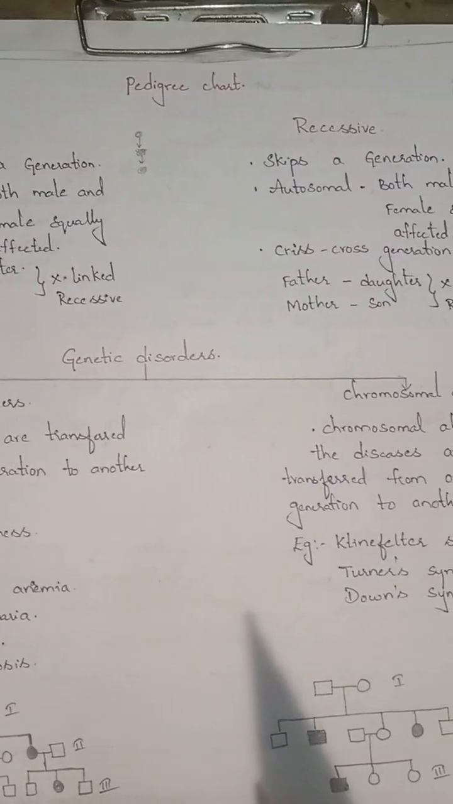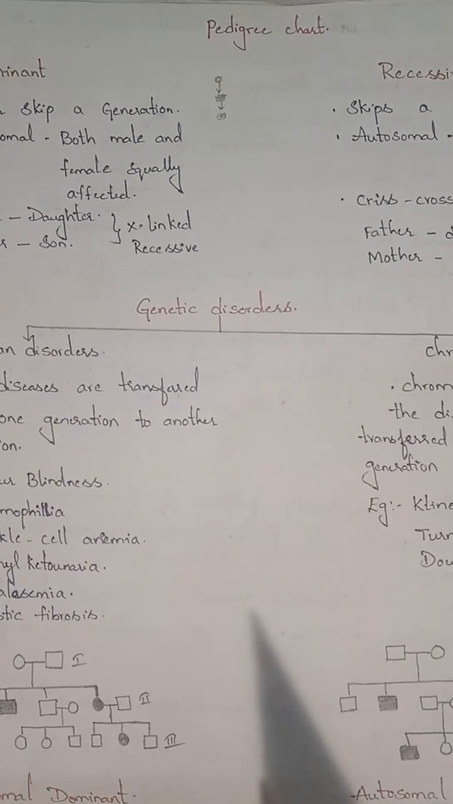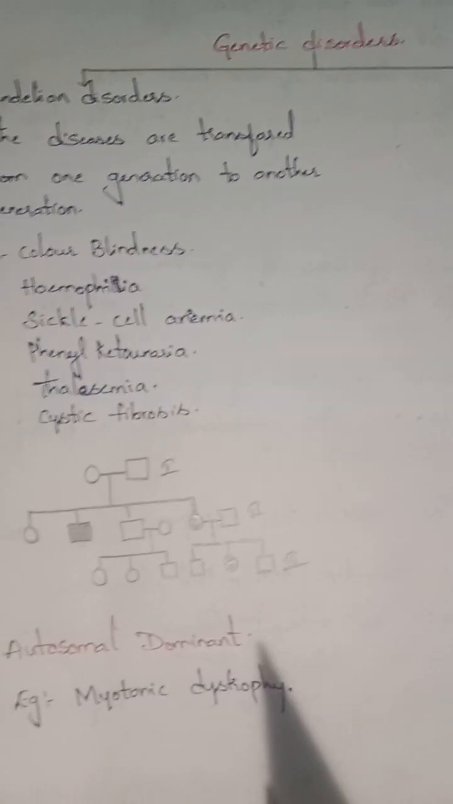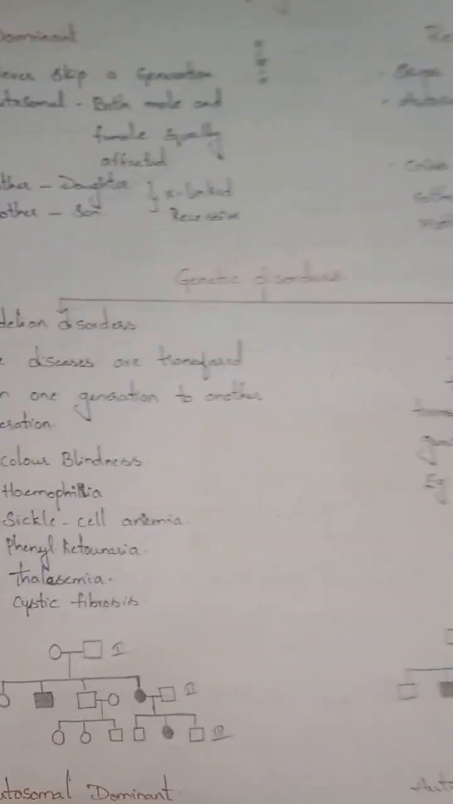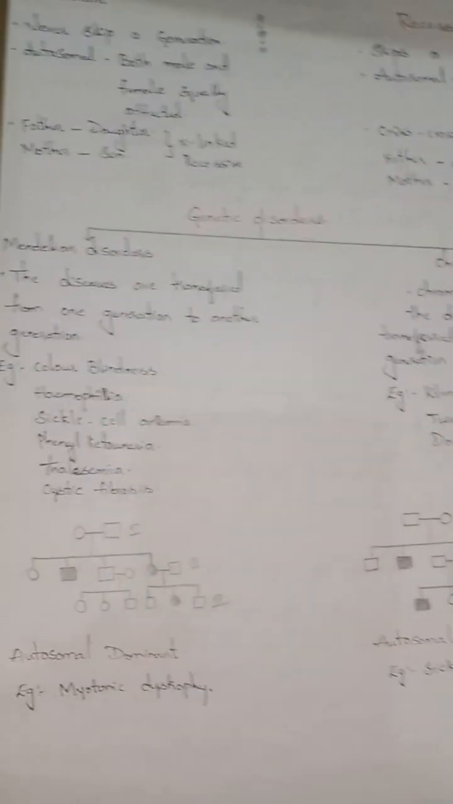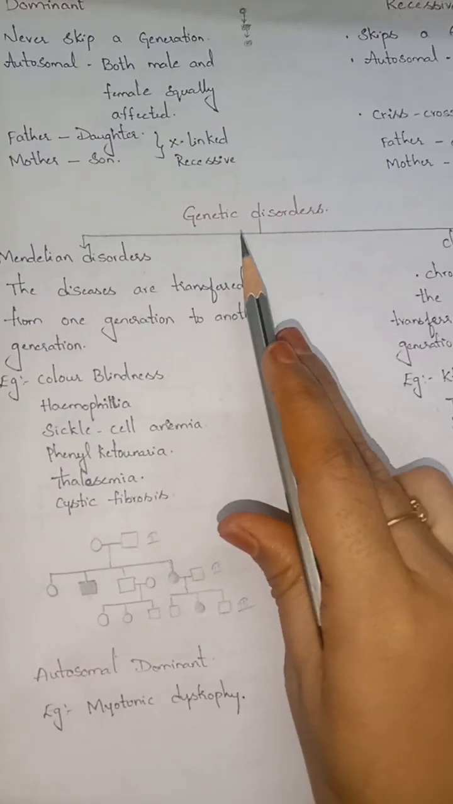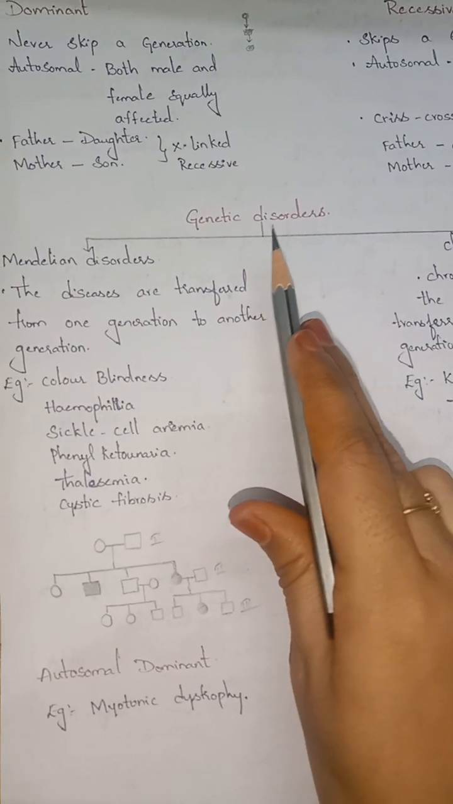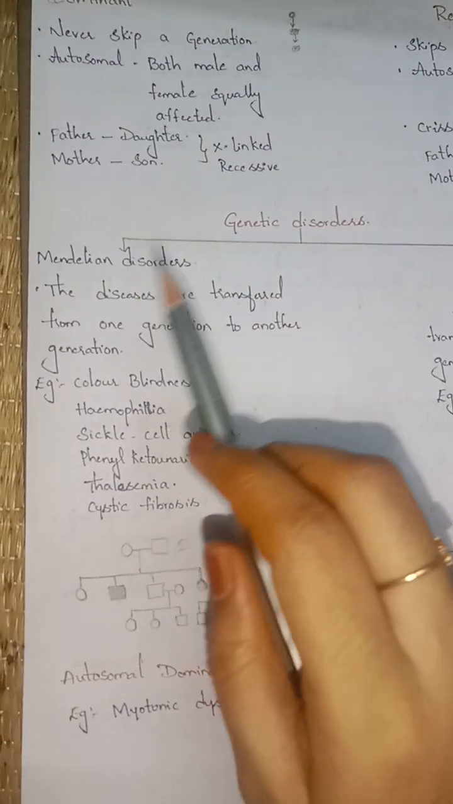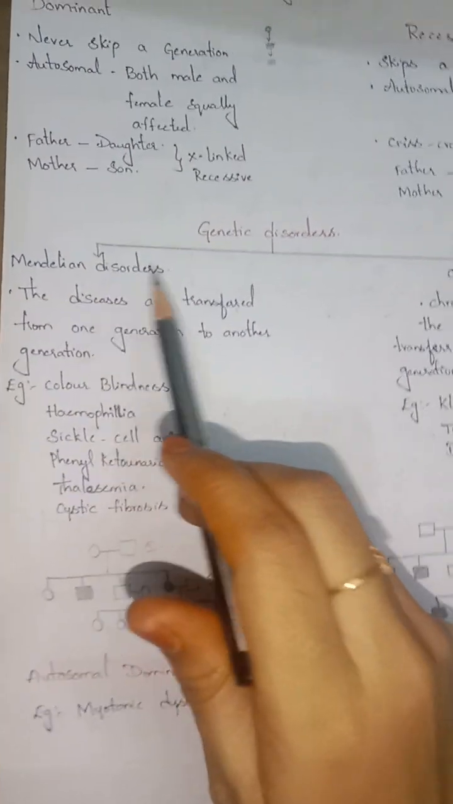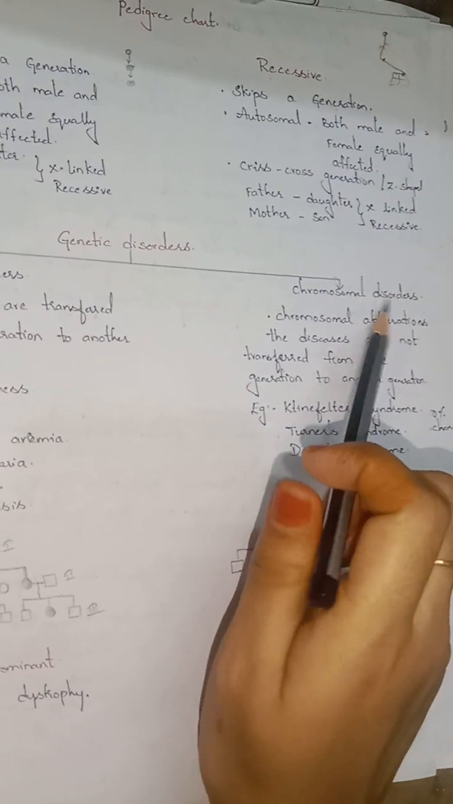You have to remember the dominant as well as recessive points for the analysis of a pedigree chart. Then only can you do it in a proper way. The next one is genetic disorders. Genetic diseases are transmitted from one generation to another. Again, they are classified as Mendelian disorders and chromosomal disorders.